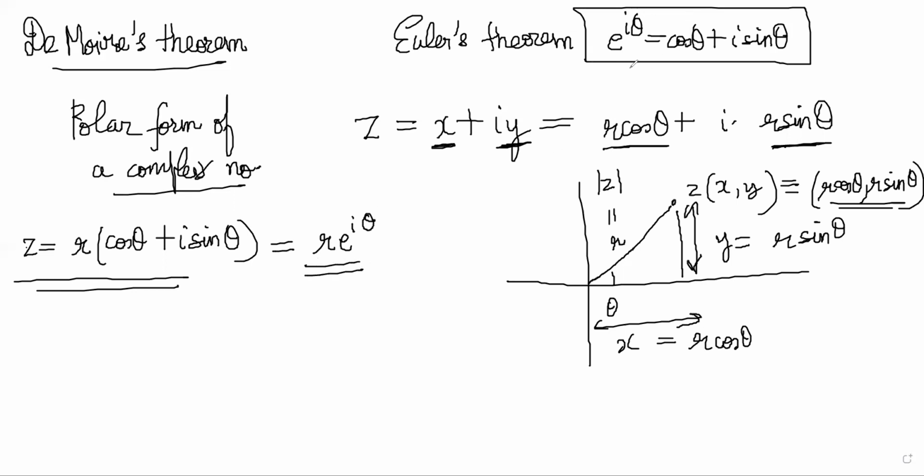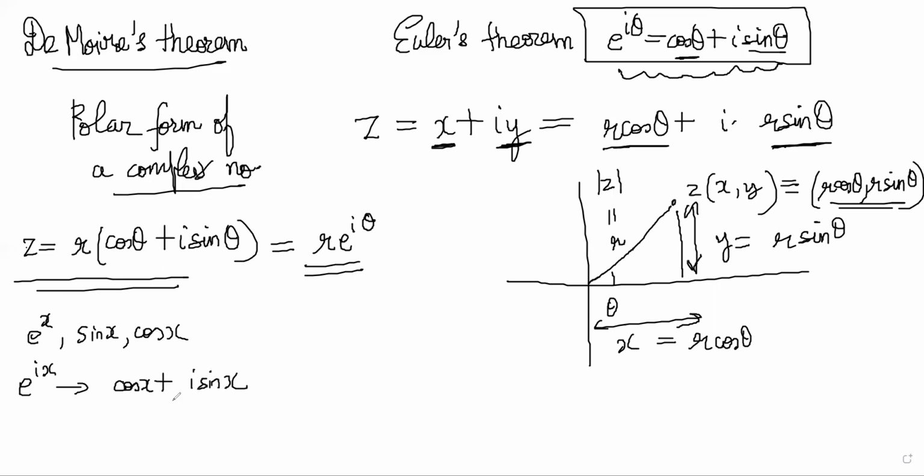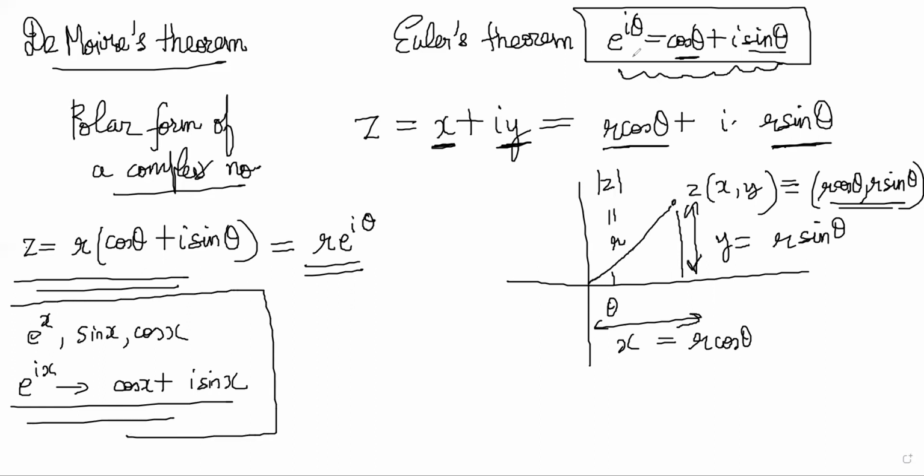Now, to get a sense of why this is true, you need to know Taylor series expansions of sine theta and cos theta. If you expand Taylor series expansions for e power x, sine x, and cos x, you will realize very quickly that e power ix will be cos x plus i sine x. So by a little bit of calculus and Taylor series, you can convince yourself that this is correct. However, we will not do that right away. We will just worry about this.